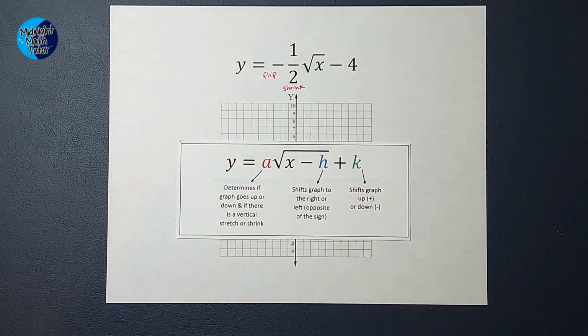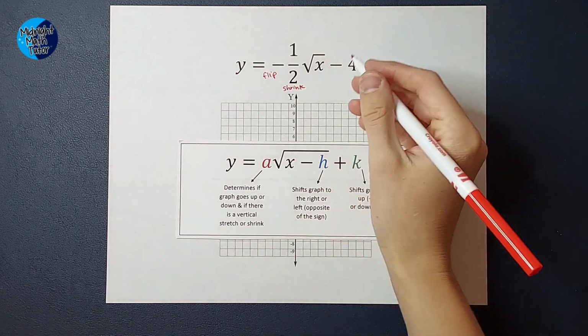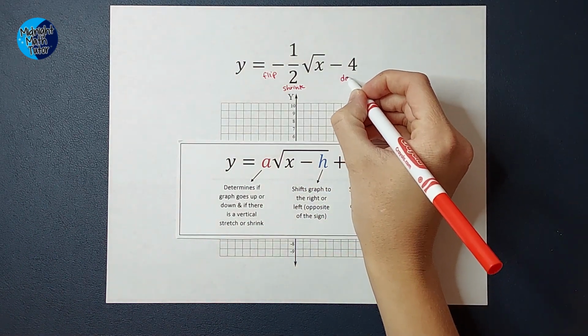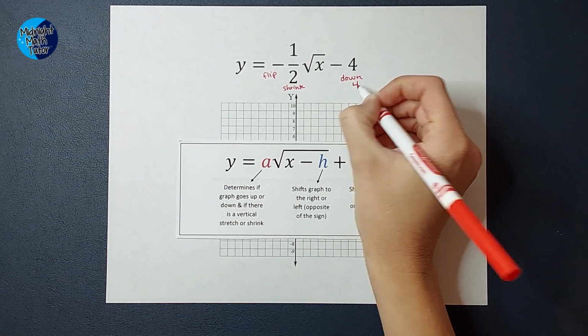If you want an example of that, I will link a video in the corner. The number being added or subtracted on the back is how much my graph shifts up or down. This one you stick with the sign, so -4 means we are going to go down 4, okay?